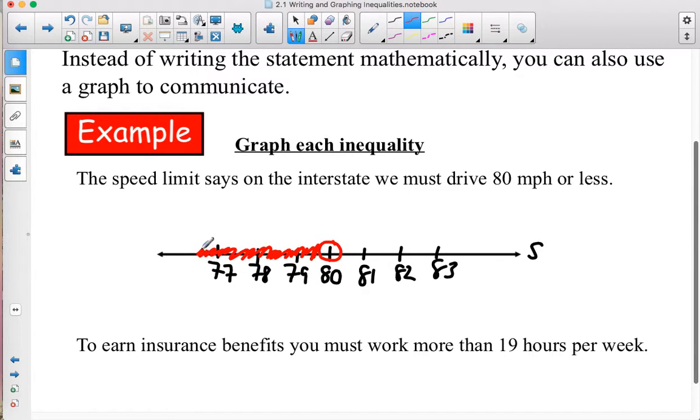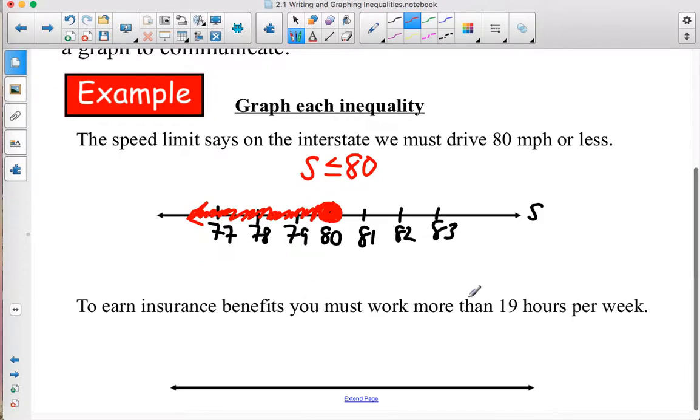Any of these speeds, I would not get a speeding ticket. Because I can drive 80 miles per hour, it's equal to 80 or less. Our speed is less than or equal to 80. The way that we say you can drive 80 is we fill in the circle around 80, saying that you are allowed to drive 80. That would be how we could graphically demonstrate that English statement. Let's try the other one.